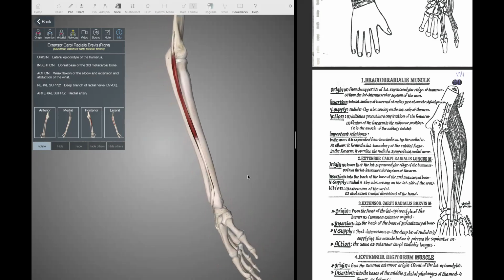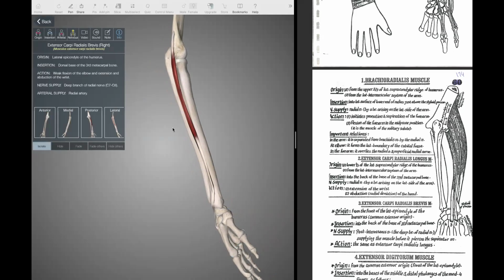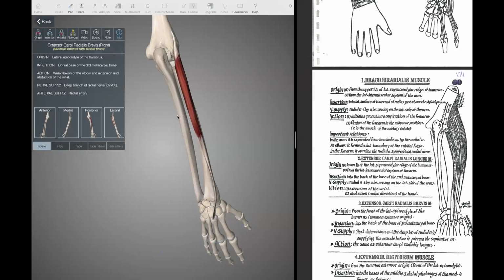If the wrist is like this and the insertion is here, if it contracts, it will pull like this. Make it straight to help you wave. To wave your hand, this muscle can help do this motion. And all the muscles that are attached on this side will help do this motion. Nerve supply, radial nerve.